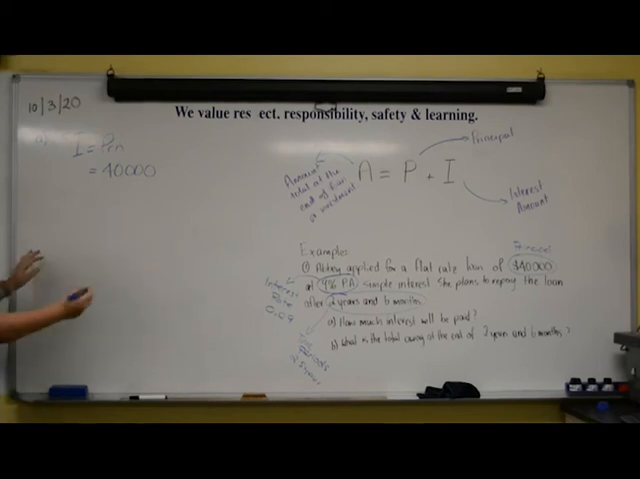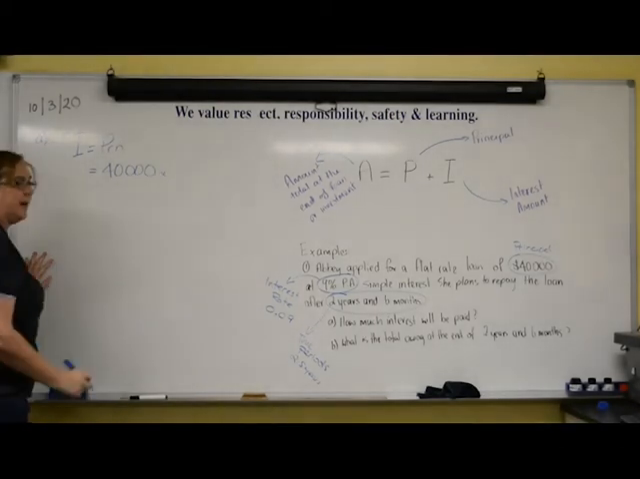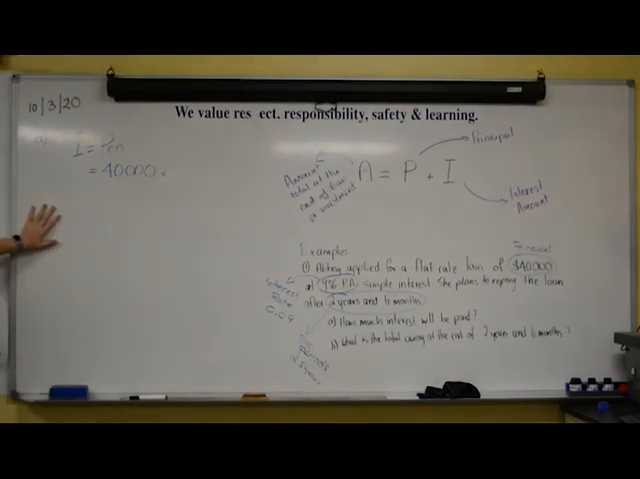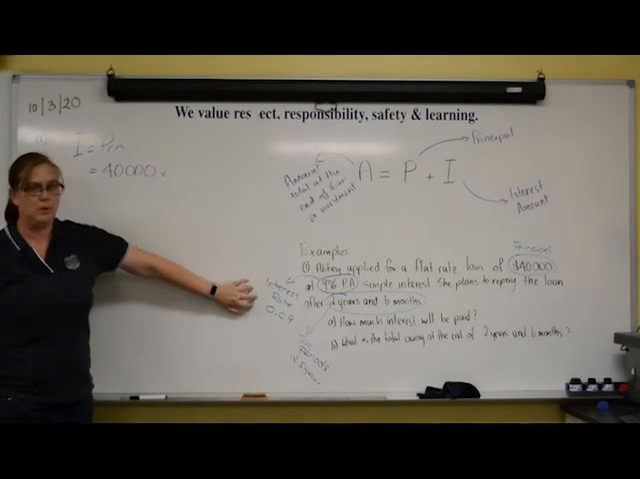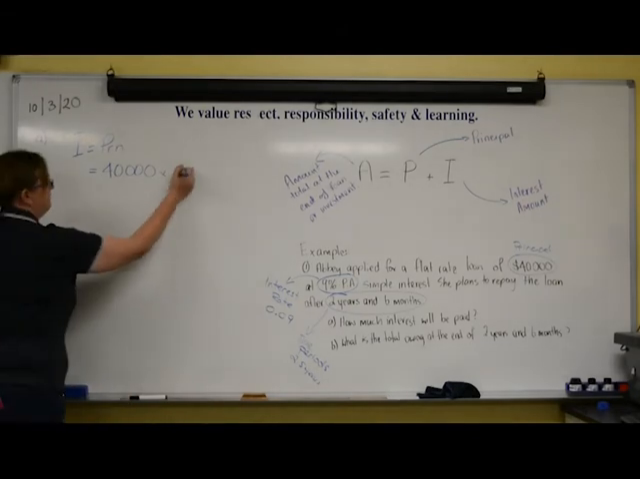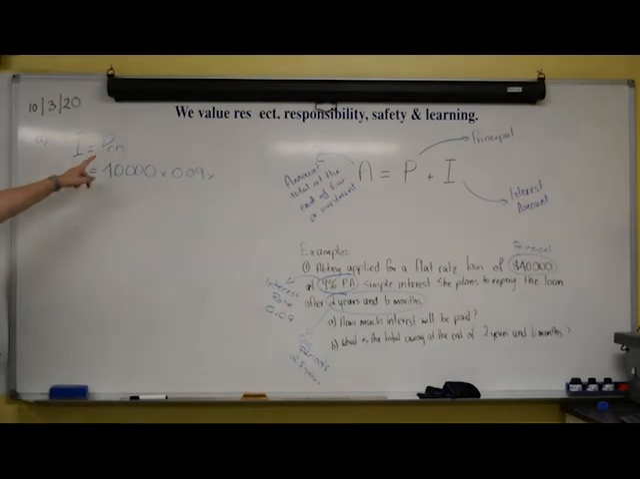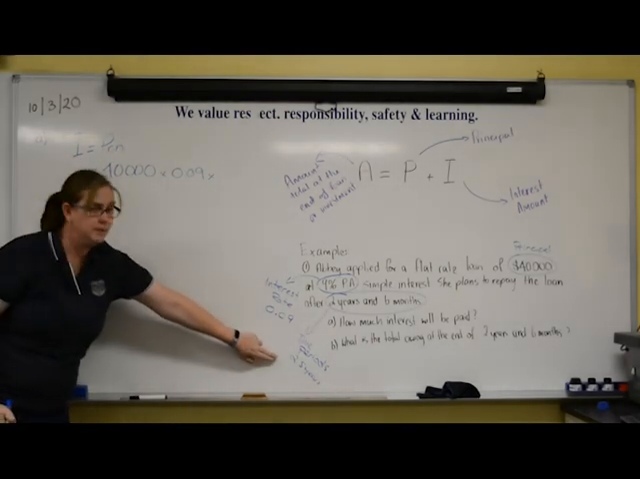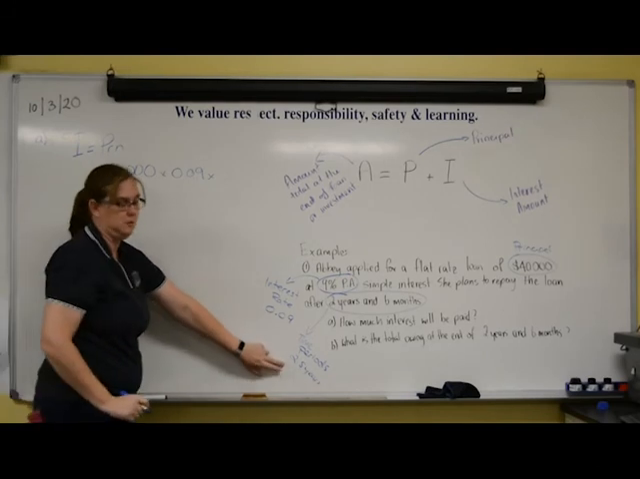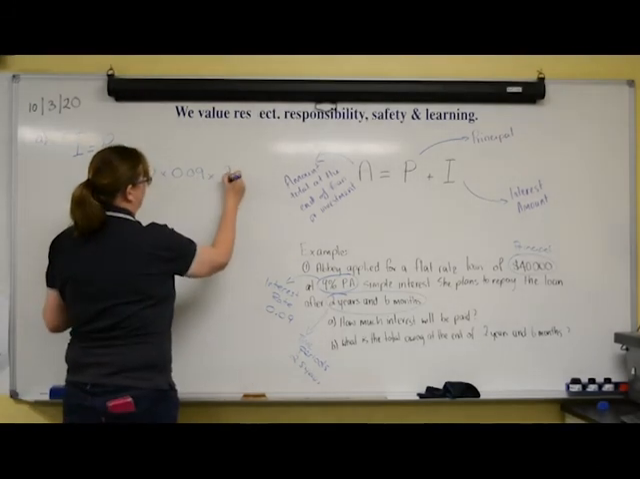We're going to times this by the interest rate. R is the interest rate. We're timesing it by R. What was R? 0.09. And then timesing it by N, which is the number of time periods, which was 2.5.